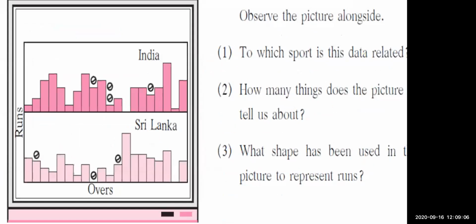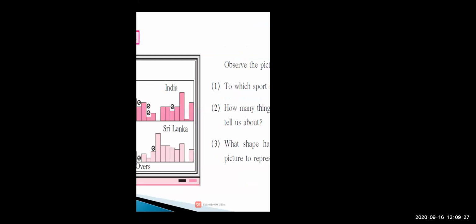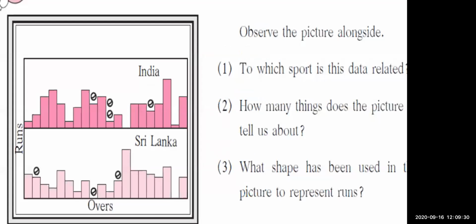Now, the first question. Then listen to it. The first question in that picture: to which sports is that data related? Now, in this picture, which sports is related? Very good. Students are giving the answers. Yes, it is the picture of cricket. Very good.